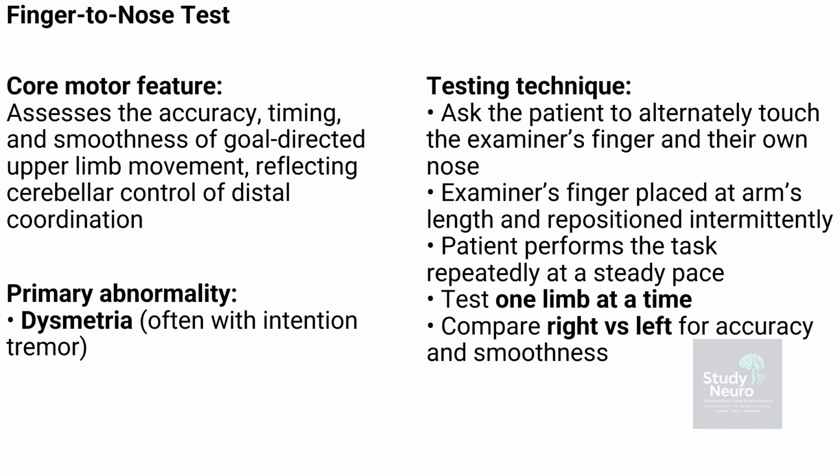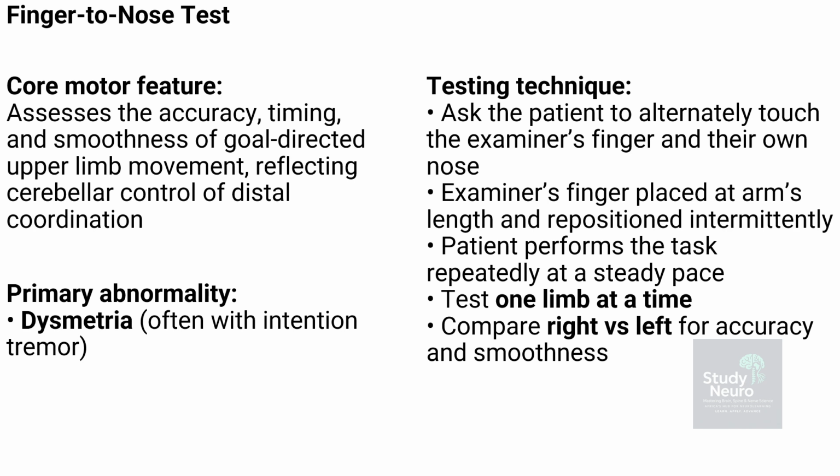Move your finger to different positions and have the patient repeat the task at a steady pace, testing one limb at a time. Comparing both sides helps identify asymmetry. While observing, note the accuracy of finger placement, watch for overshooting or undershooting, assess the smoothness and rhythm of movement, and look for tremor that appears with movement.